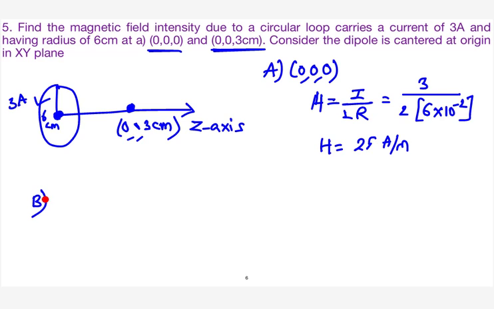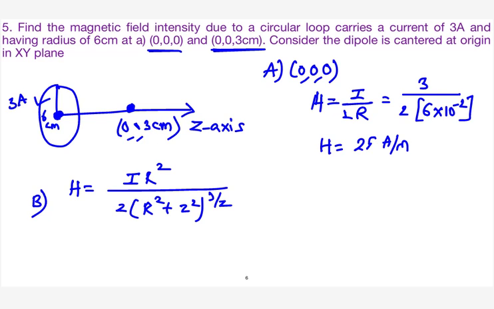So on the axis of the cylinder, you know that the magnetic field intensity will be equal to I into R square by 2 into (R square plus Z square) whole power 3 by 2. And you can see here exactly in this question, your Z will be equal to R by 2. Right? Your Z is exactly equal to R by 2.